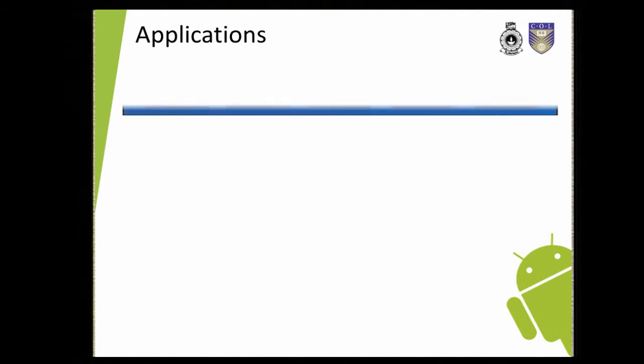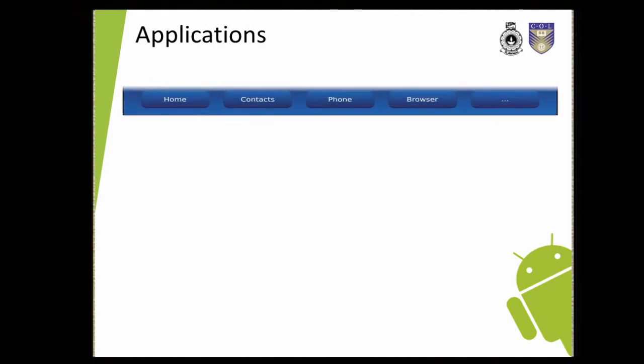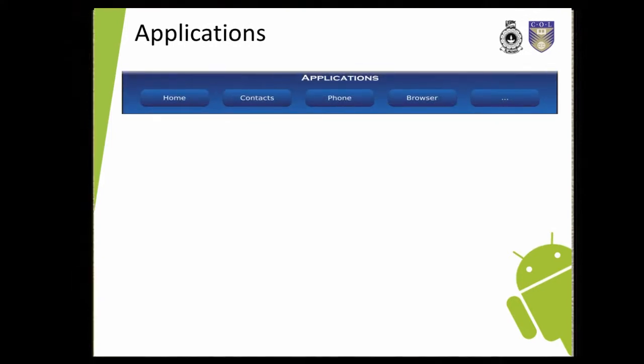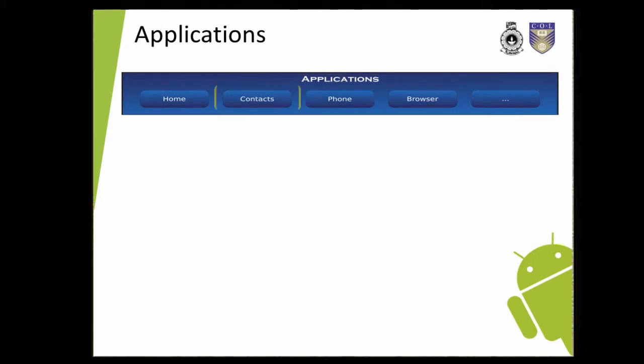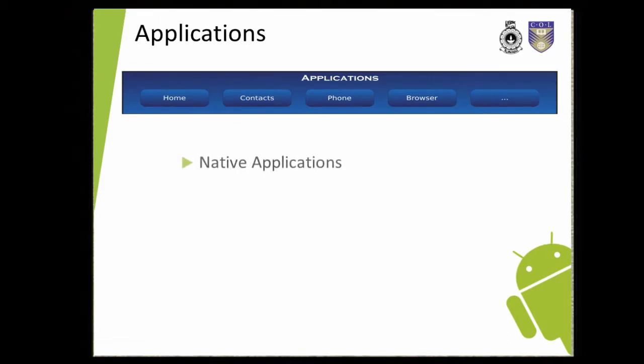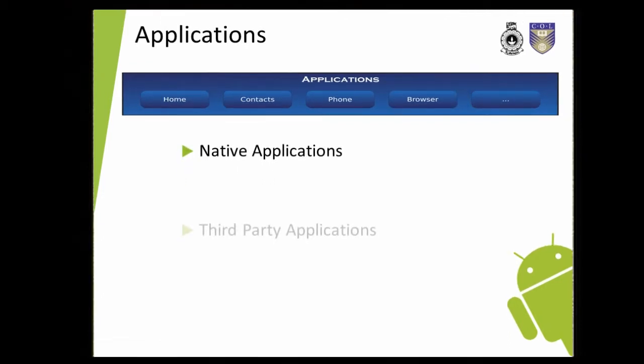Now, let's look at the application layer. It's the top layer of Android architecture. Every application like contacts, browsers, etc., whether it is a native application or a third-party application, is run in the application layer.